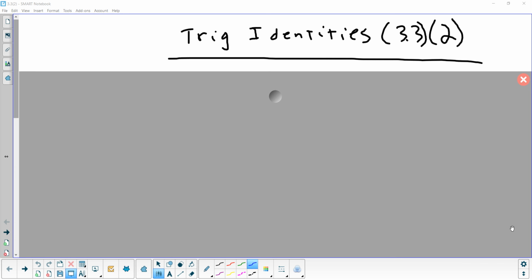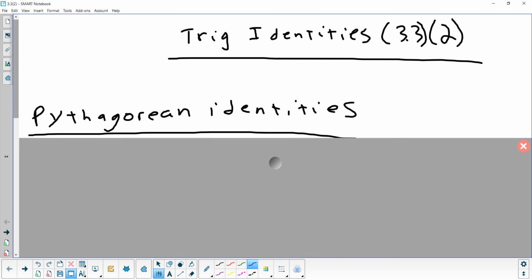Take a look at 3.3 part 2. So we've already learned two different groups of identities. The first group we learned was the reciprocal, which usually has something to do with like 1 over and flipping it. And then we learned the quotient identities. Sine over cosine is tangent. Cosine over sine is cotangent.